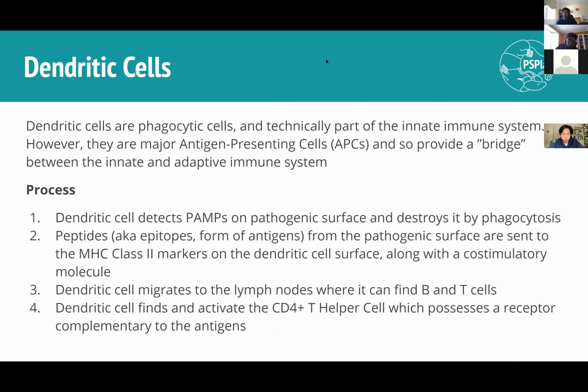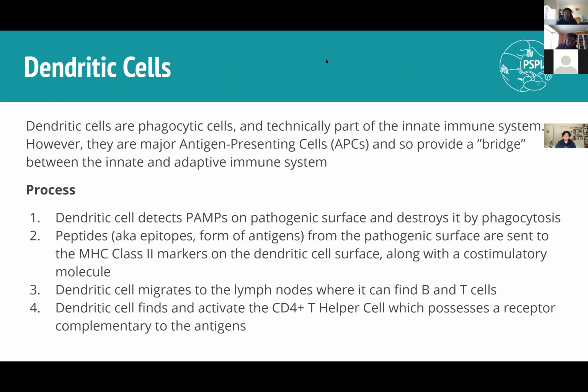All right, we have dendritic cells. So dendritic cells are a type of phagocyte, and they're part of the innate immune system, but we call them the bridge between the innate and adaptive immune system because they're very well optimized to showing antigens to B and T cells, which we need to actually start an adaptive immune response.